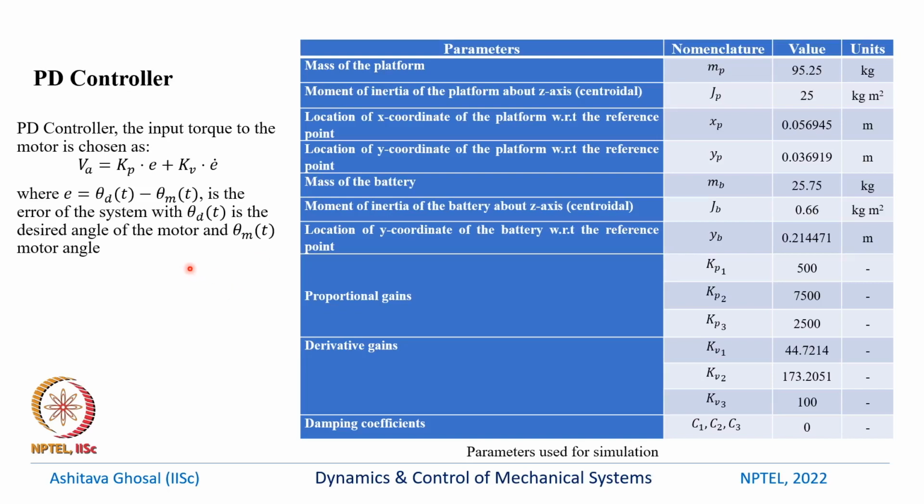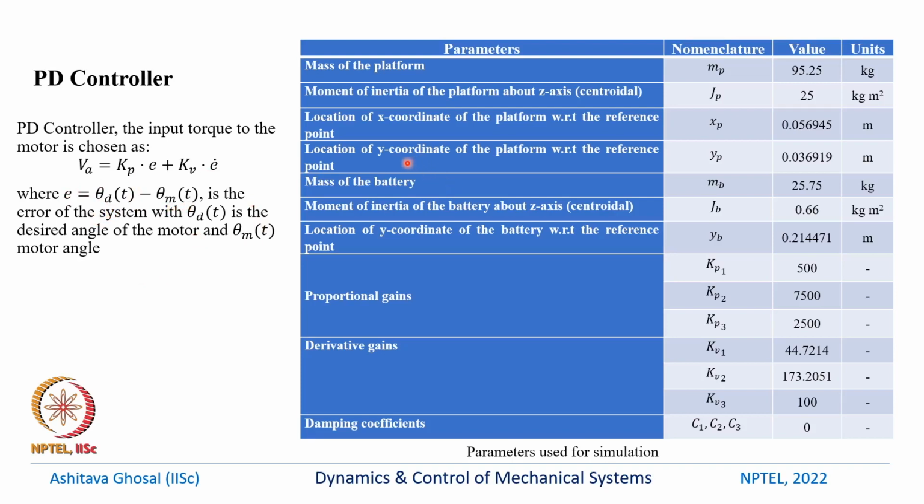Now let us look at a PD controller for the two-wheeled vehicle. In a PD controller, the input torque to the motor is chosen as Kp e plus Kv e dot. So the applied voltage to the motor is proportional to the error and to the rate of change of error, where error is defined as theta d minus theta m.